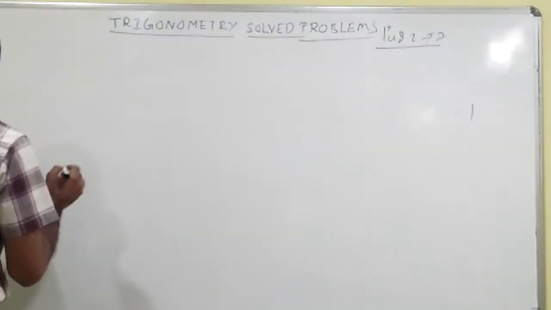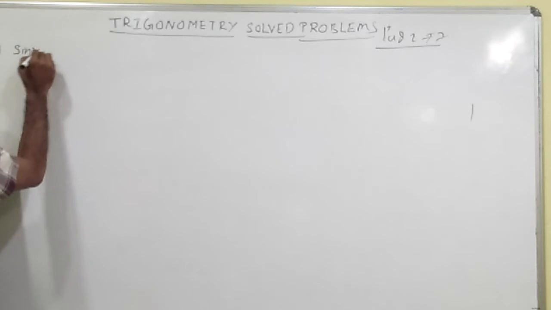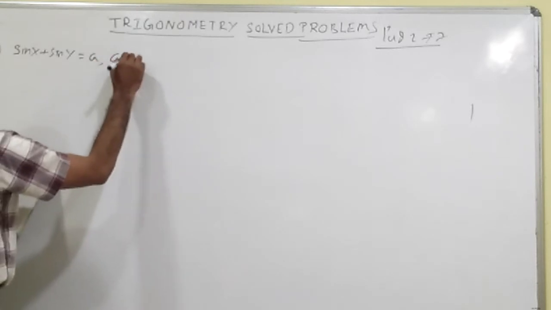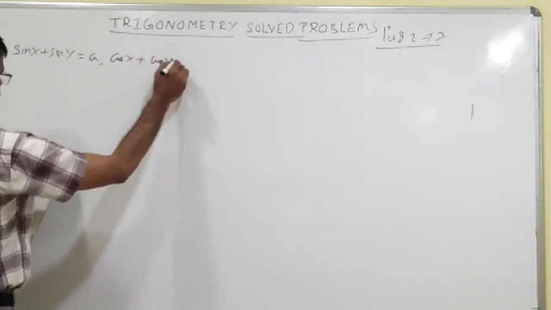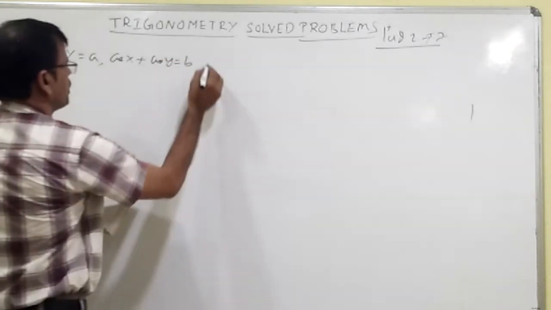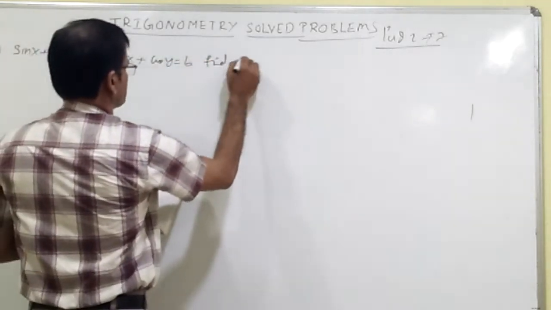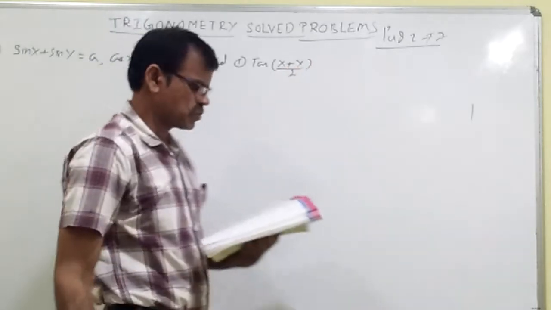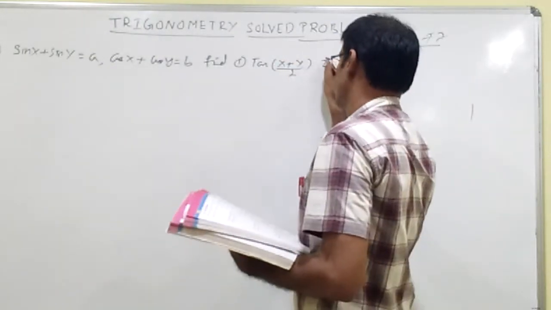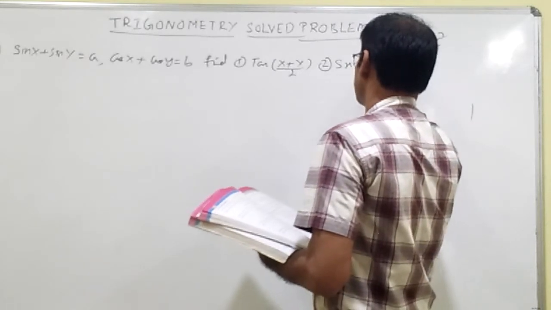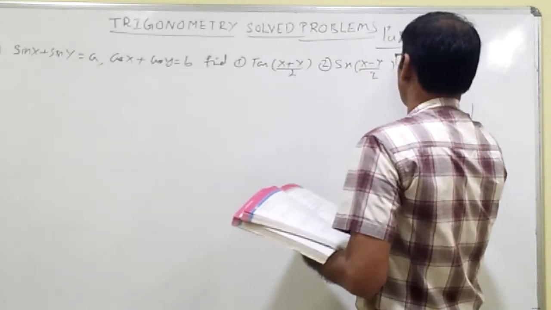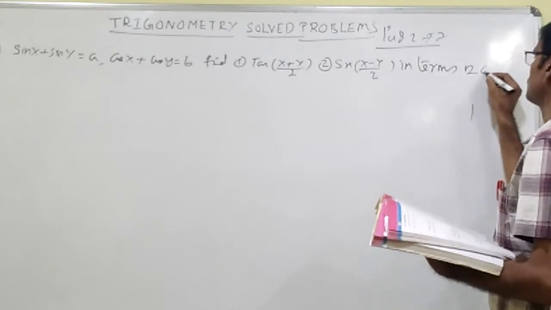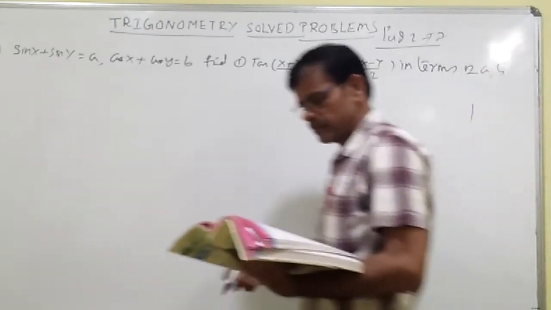If a, b not equal to 0, given the conditions sin x plus sin y is equal to a and cos x plus cos y is equal to b, find first tan of (x plus y) by 2, and second sin of (x minus y) by 2, in terms of a, b.